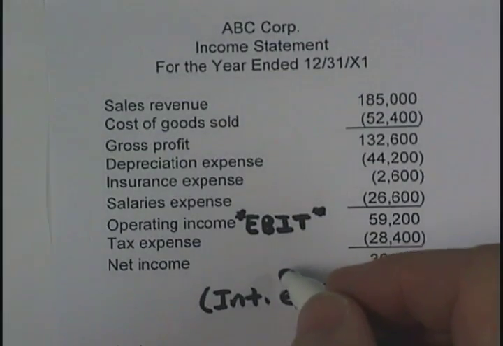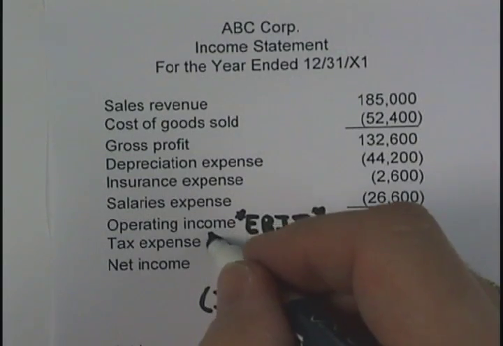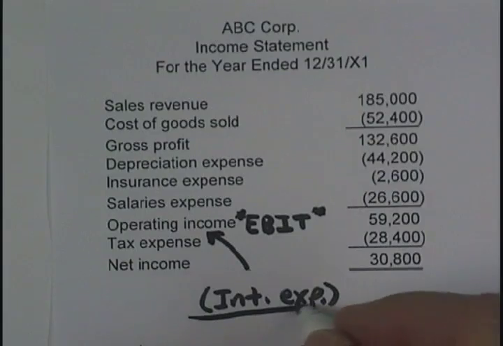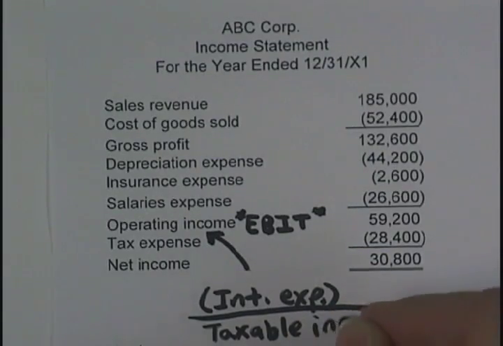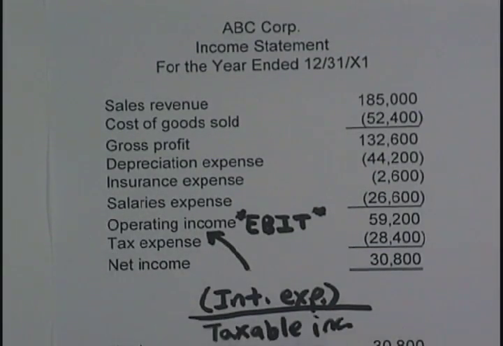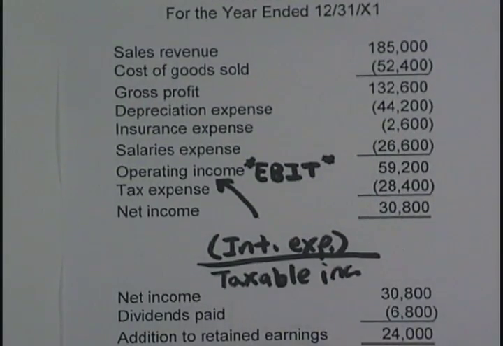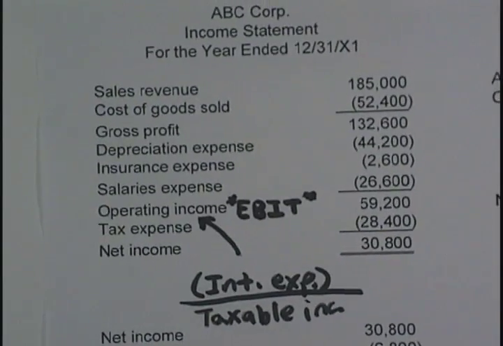So sometimes interest expense would come off of or be subtracted after EBIT or operating income, and then we might have a line called taxable income just below that, and we would figure the tax expense on the taxable income. So just a point that sometimes we'll see interest expense, and we just did not have that information for ABC, so it didn't appear in this example.